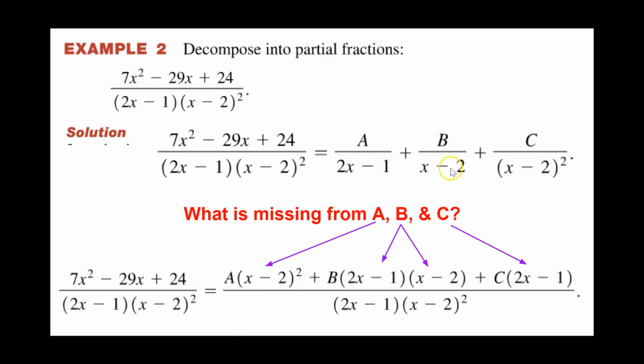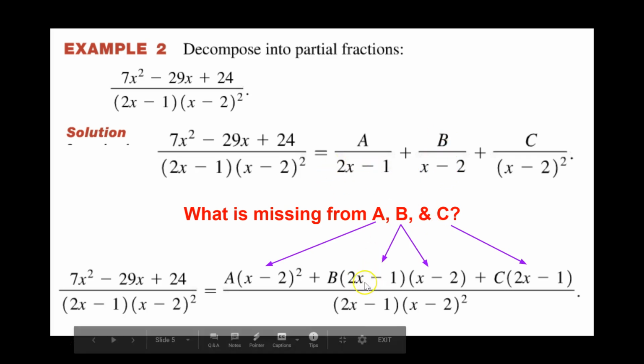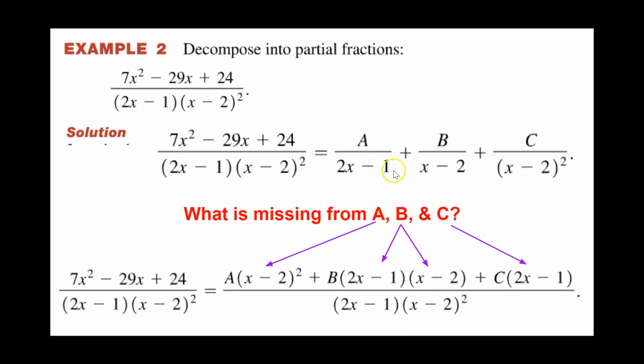The B, we'll look and see what's missing for part B. For part B, it's missing a 2x minus 1, which is here, and it's missing an x minus 2, because remember there's two of them that we're looking for. So we only put one here for part B. And the C one, the only one that's missing is going to be 2x minus 1.